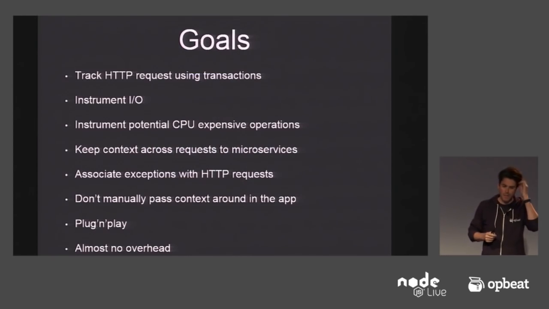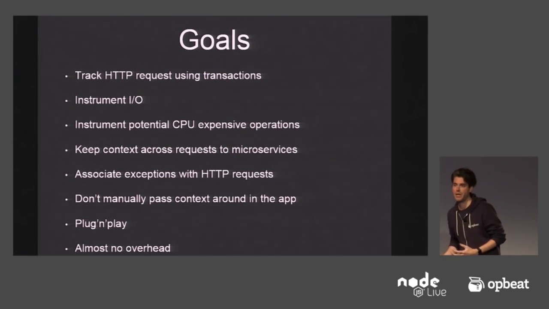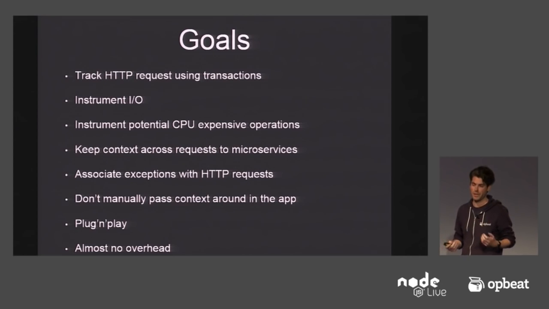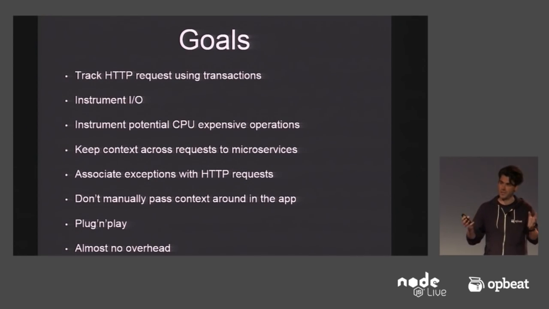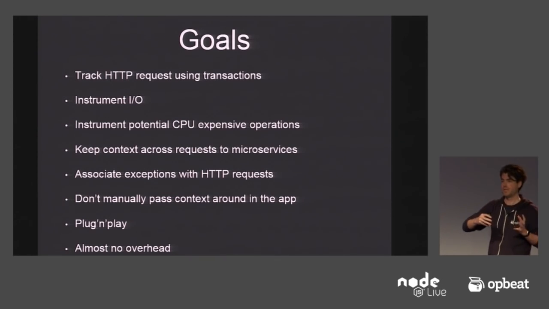So the goals that we want to meet is we want to track HTTP requests using these transactions. We want to instrument I/O, and maybe also in some cases instrument CPU expensive operations, or potentially CPU expensive operations. That could be JSON parsing, for example, which if you have a huge JSON object can sometimes take quite a long time. We also want to keep the context across requests to microservices, and we want to associate exceptions with the HTTP request that made that exception happen in the first place.